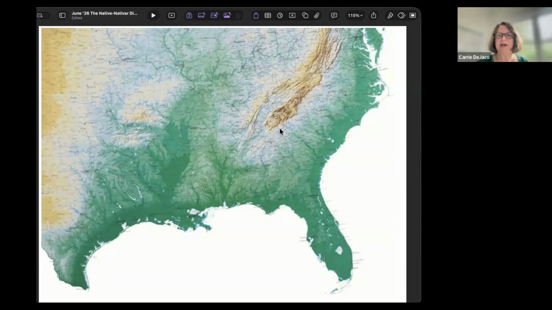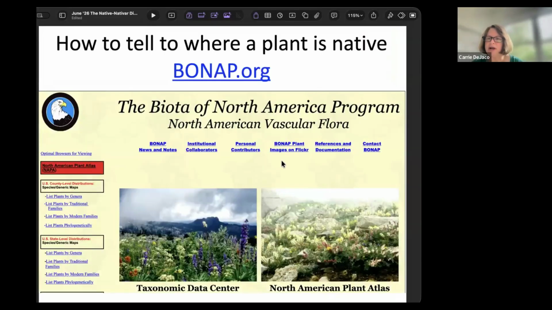We can assist that migration a little bit and try to help get things from these locally surrounding areas into that region. This is what I use as a good resource to help me figure out which plants are actually native to my area. This website, bonap.org, stands for the Biota of North America program. It's not perfect by any stretch of the imagination, but this is the closest tool that I have found to be able to help me determine what sorts of plants are best for me to consider as native to my area.